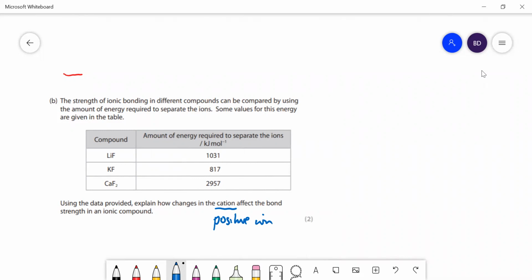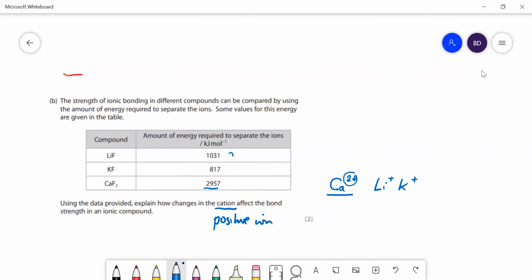Right, now why does that require more energy to separate out calcium fluoride? Well, of course, calcium is in group 2, so calcium forms a 2+ ion, whereas lithium and potassium are both in group 1, so they only form a 1+ ion. So obviously the electrostatic attraction between the calcium ions and the negative fluoride ion is going to be a lot stronger because this is 2+.